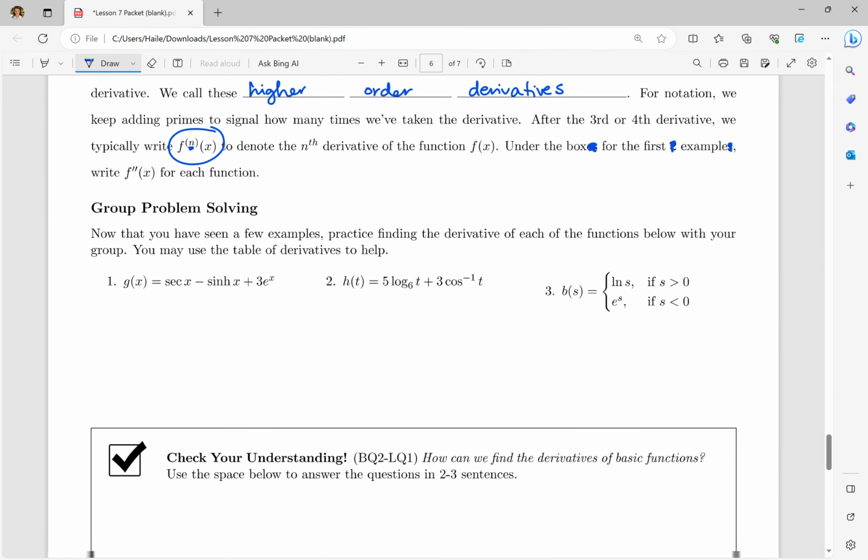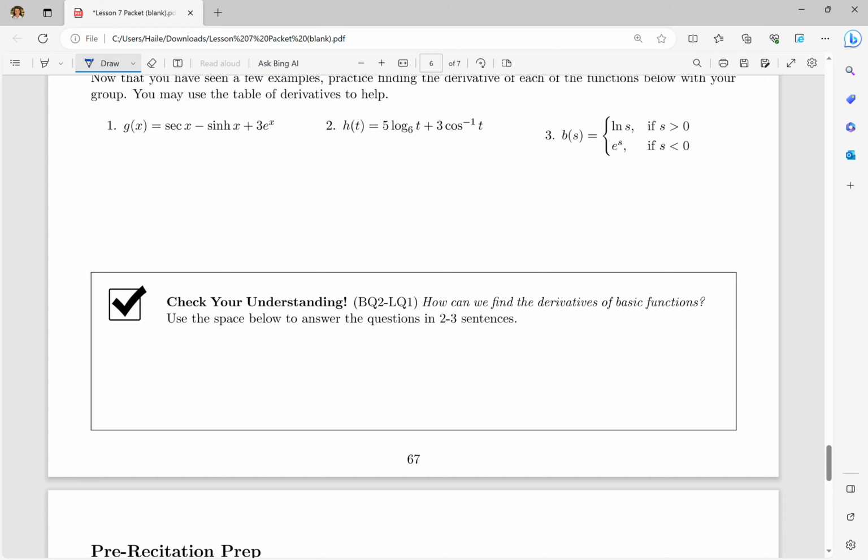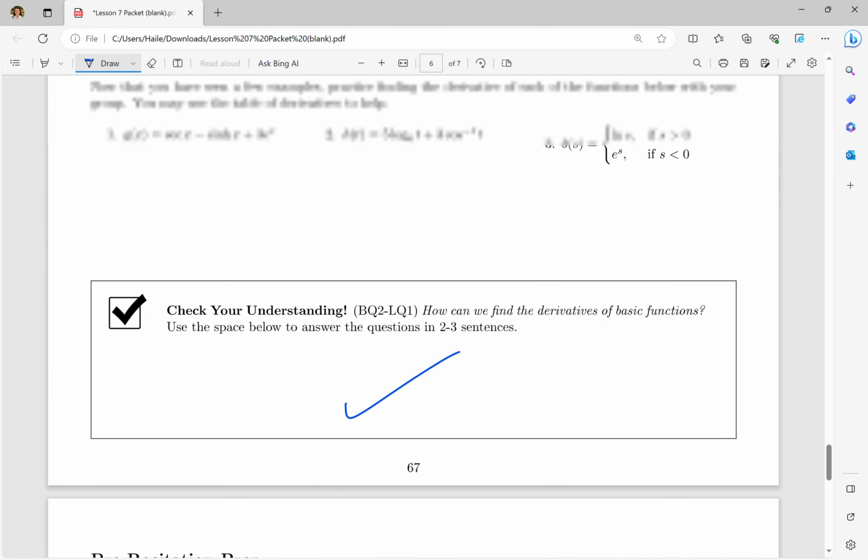Okay, so from here, you're just going to work in groups and practice taking some really simple derivatives using the table on the 3 problems below, and make sure before you leave class or before you're done with this video that you check your understanding here. Okay, other than that, that's the end of this lecture.